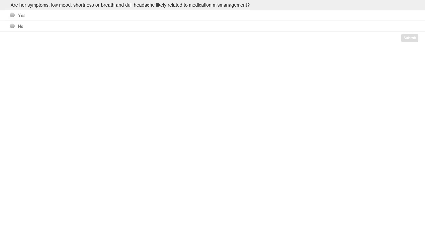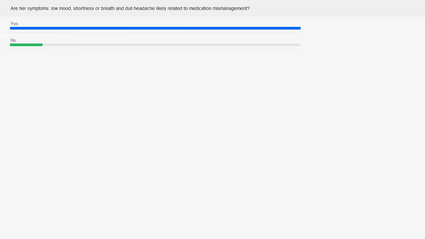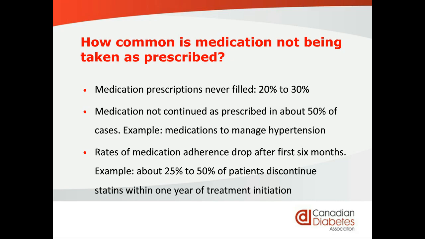What about her other symptoms, like low mood, short of breath, or dull headache every day? Are they related to medication mismanagement? Please indicate your response. Yes. Majority of you indicated yes, they are related to medication mismanagement, and this is often the case. The doctor has the best intention of prescribing all the medication that the patient needs for their chronic health conditions, but if they're not being taken properly, then they could be not well managed, or other symptoms come up that the patient is not enjoying good health.